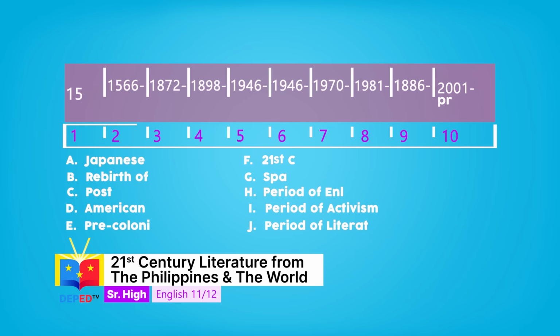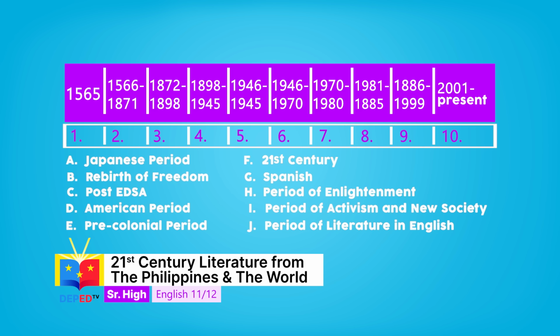A. Japanese period. B. Rebirth of freedom. C. Post-Edsa. D. American period. E. Pre-colonial period. F. 21st century. G. Spanish. H. Period of enlightenment. I. Period of activism and new society. J. Period of literature in English.